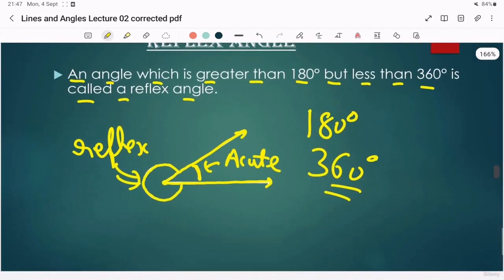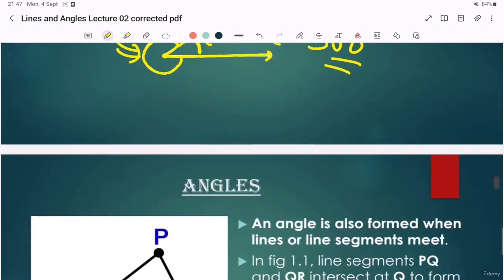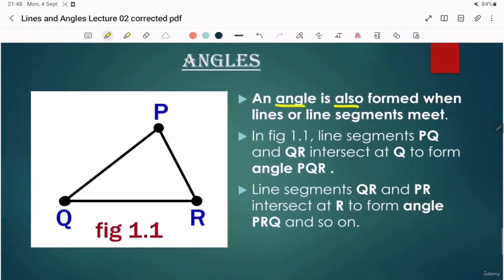So when two rays originate from the same endpoint, they form an angle. An angle is also formed when lines or line segments meet. Now in this figure, we are given a triangle. In triangles, we will study what a triangle is and the different types of triangles. For the time being, just remember, a triangle is made up of three sides and those three sides are line segments. So this is one line segment and this is the second line segment and this is the third line segment.